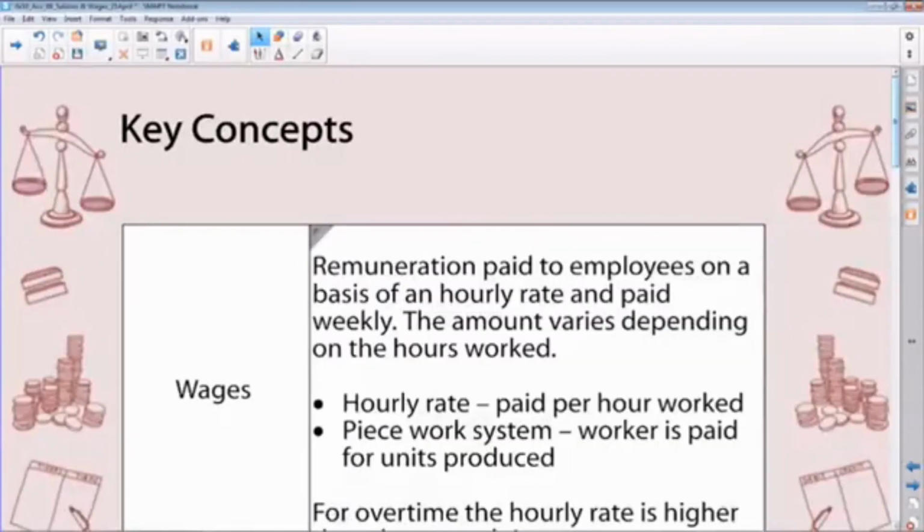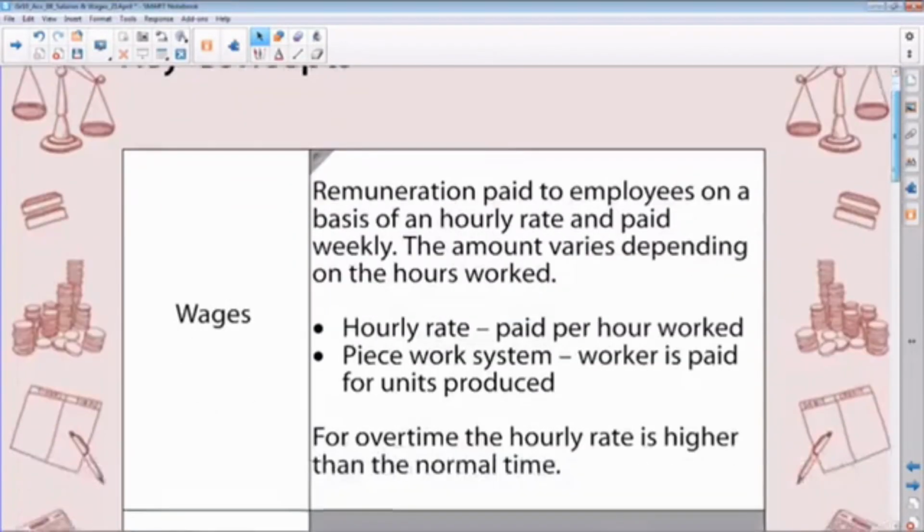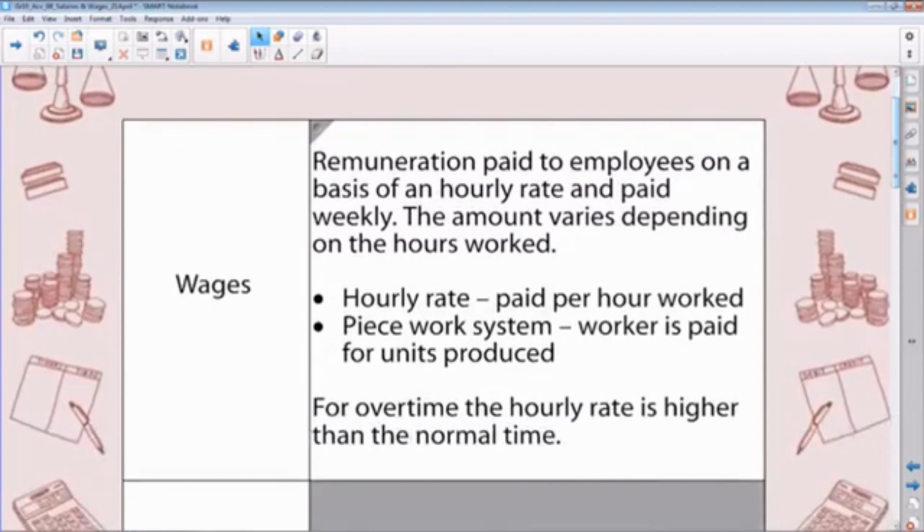Wages are remuneration paid to employees on the basis of an hourly rate or paid weekly. So the amount varies depending on the hours worked. So we are going to pay them per hour, or we're going to say, we're going to pay you per unit. Every unit you completed, we'll pay you.